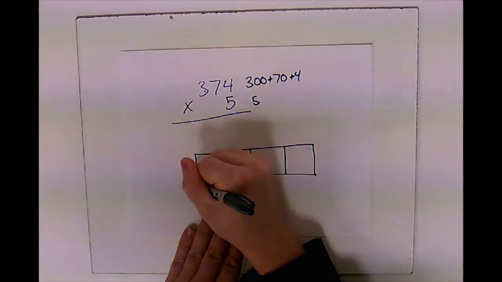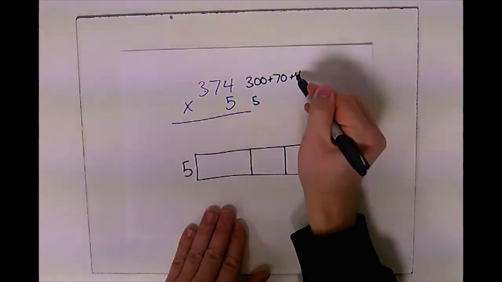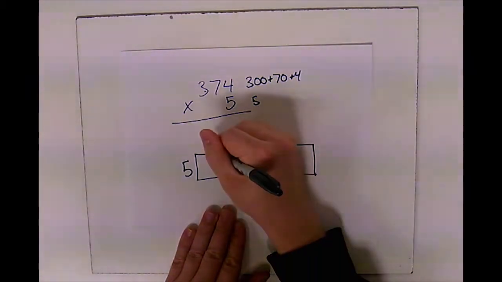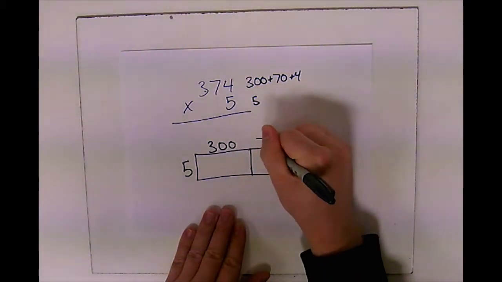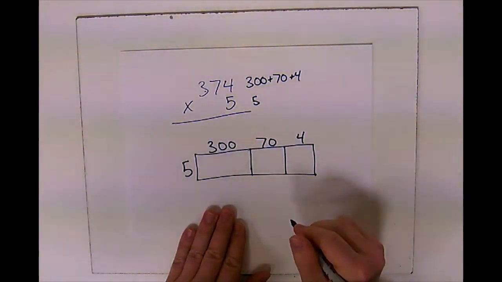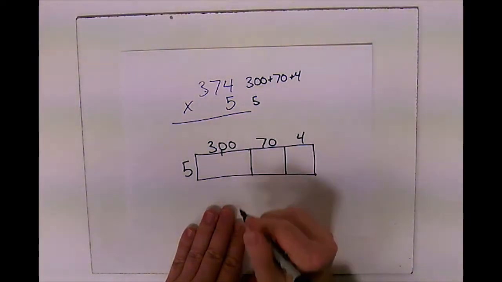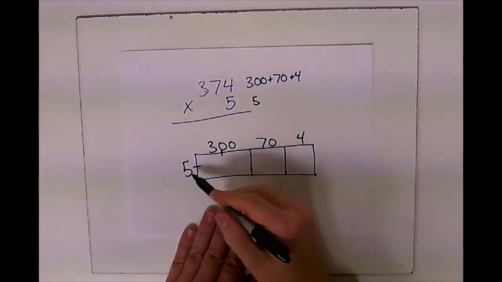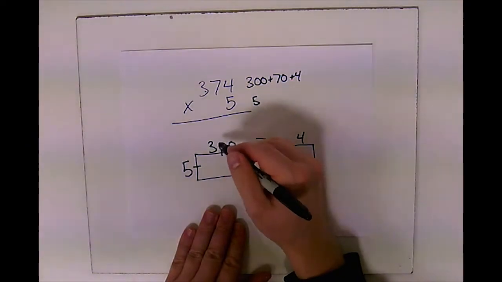So I'm going to put the 5 on this side, and I'm going to split these numbers up on the tops here. So 300, 70, then 4. And all I'm going to do is I'm going to take the number above and the number to the side, which in this case just happens to always be 5. And I'm going to multiply them together.